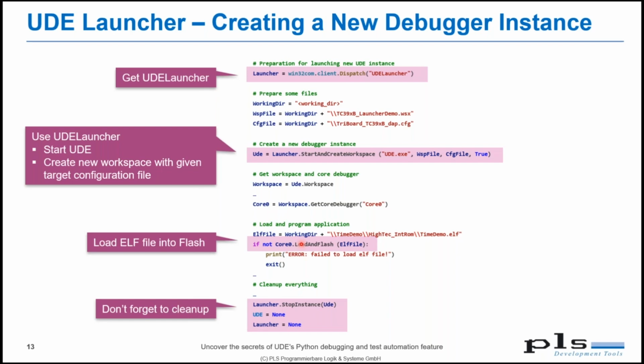And finally, we have to clean up everything, and we have to change the script a little bit as well for the cleanup, because we have a launcher. We can use the launcher to close the UDE, clean up the UDE application object, and clean up also the launcher object. And then you have done it.